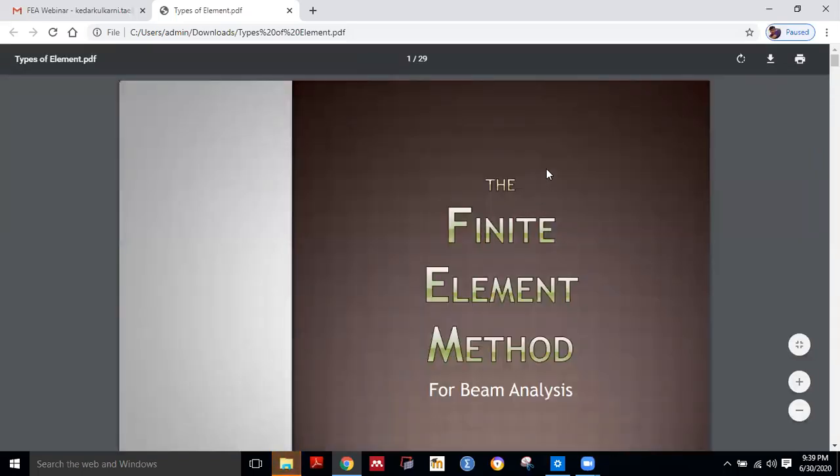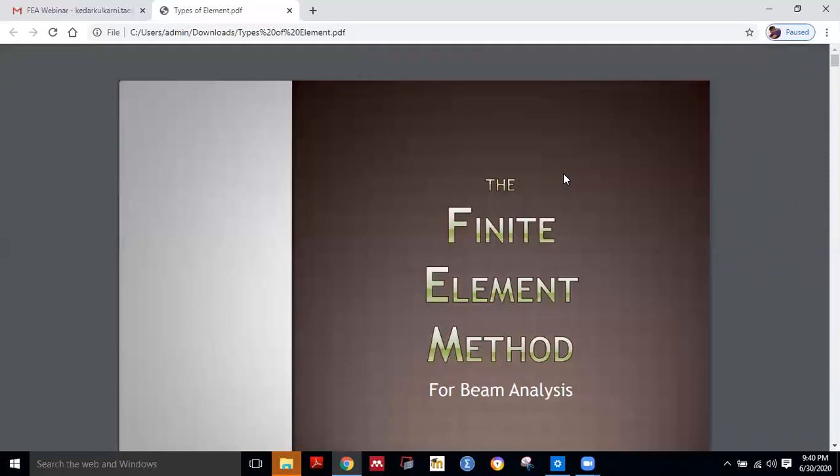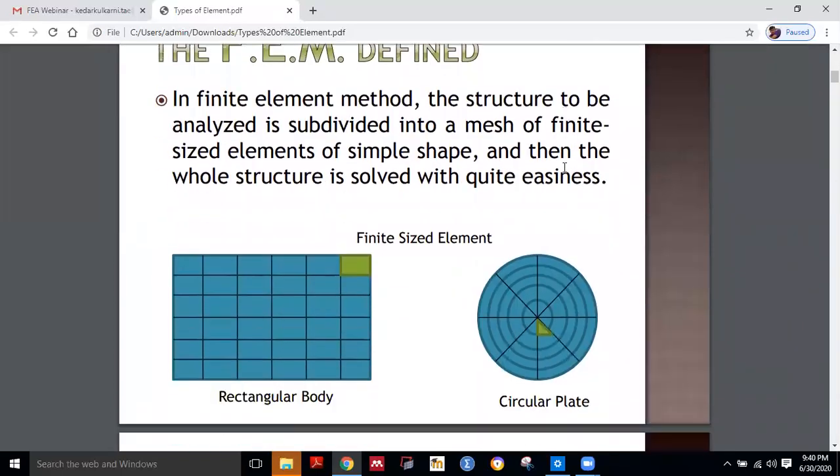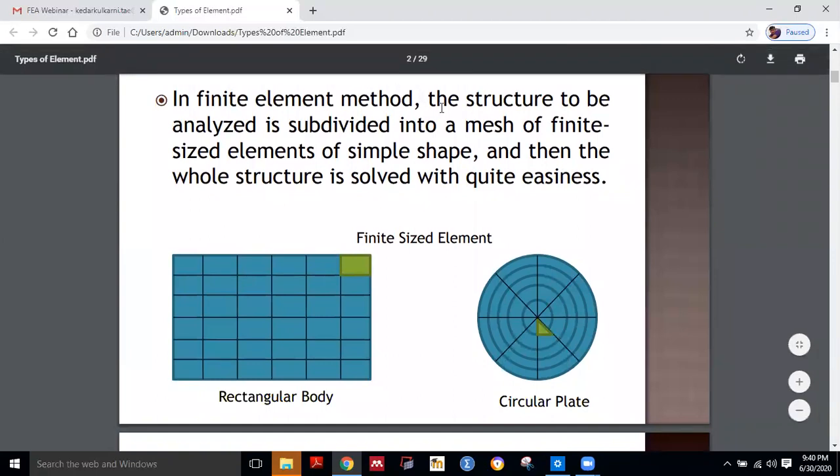So, this is the PPT for finite element method. You can download it from SlideShare also. This is the basic theme, but the topic which is required to explain, I am going to explain it now. In the FEM, as I have told you before, the structure to be analyzed is subdivided into a mesh of finite sized elements of a simple shape, and then the whole structure is solved with quite easiness. This is the rectangular body and this is the circular plate. These are the finite sized elements.